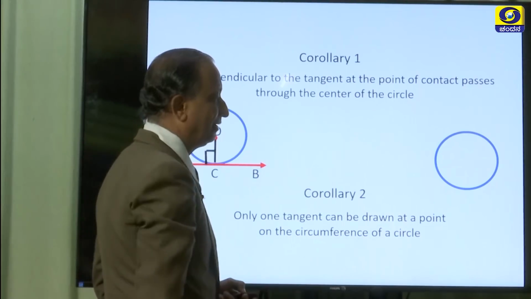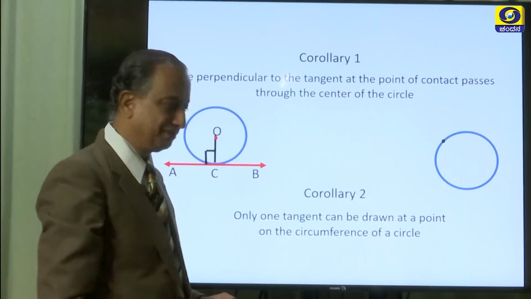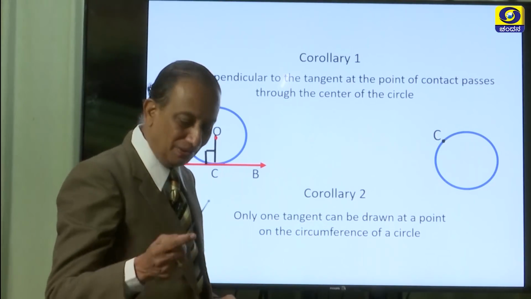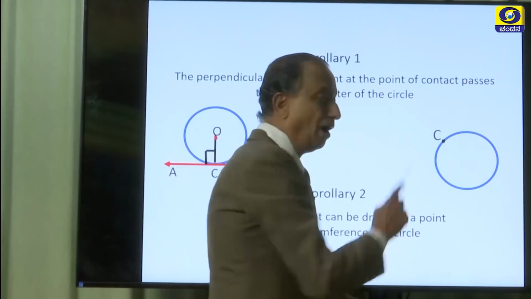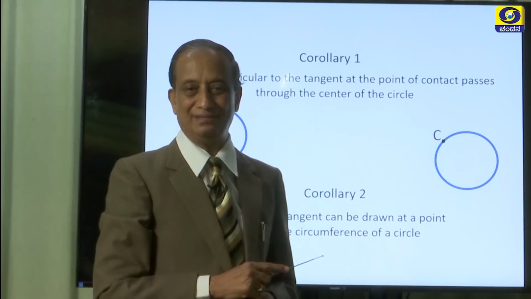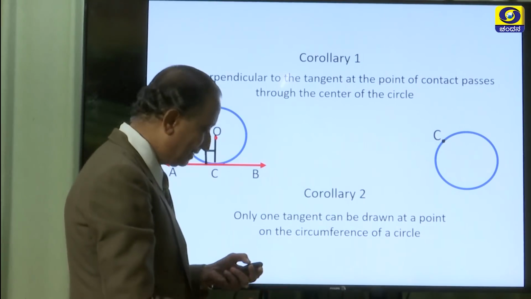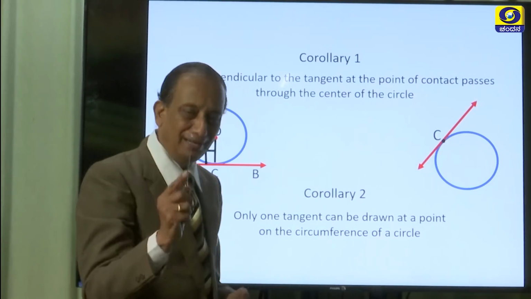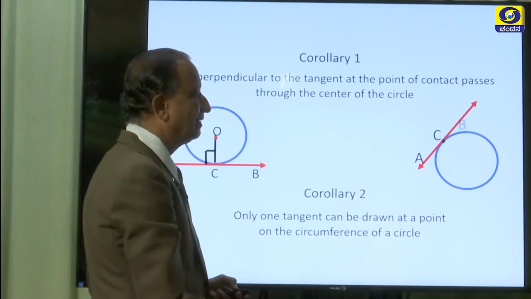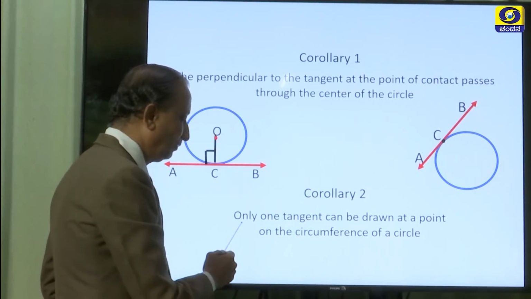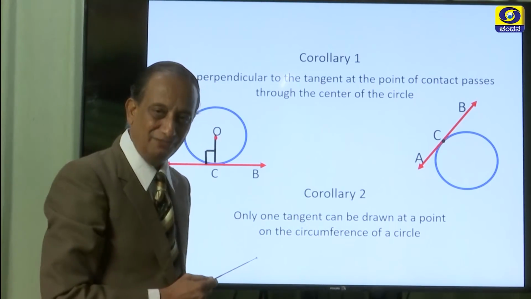So in this figure we can see a circle, and you choose any point anywhere on the circumference of the circle, say call it C. Now the theorem states how many tangents can be drawn at a point on the circumference of the circle. This is the subject of corollary number 2, and you can easily say that there is only one tangent passing through C on this circle. Therefore we say that only one tangent can be drawn at a point on the circumference of the circle.